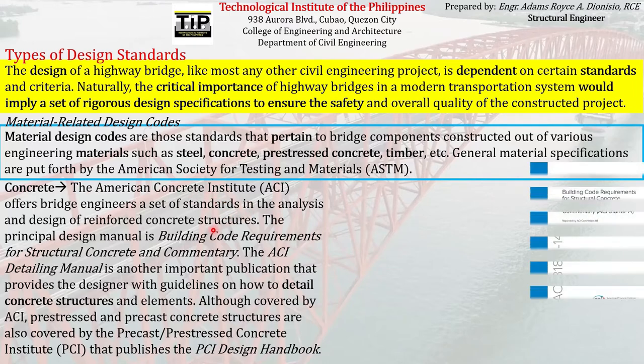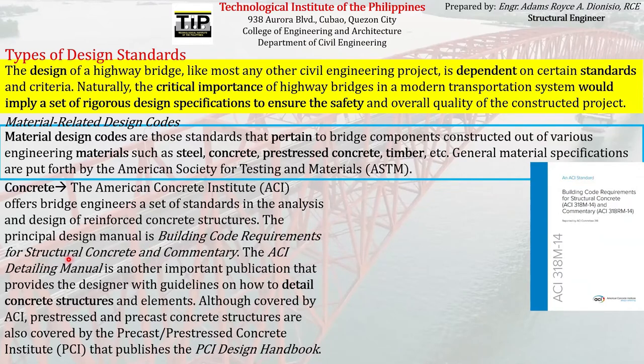The principal design manual is Building Code Requirements for Structural Concrete and Commentary, which is this. I usually show the ACI 318M-14 because, again, this is the reference edition of our local code, the NSCP 2015. If you look at Chapter 4, Structural Concrete, of our NSCP 2015, it actually refers to ACI 318M-14, the edition of ACI 318 that was published around 2014. So this is the edition that was referred to by our local code, NSCP 2015, Chapter 4, Structural Concrete.